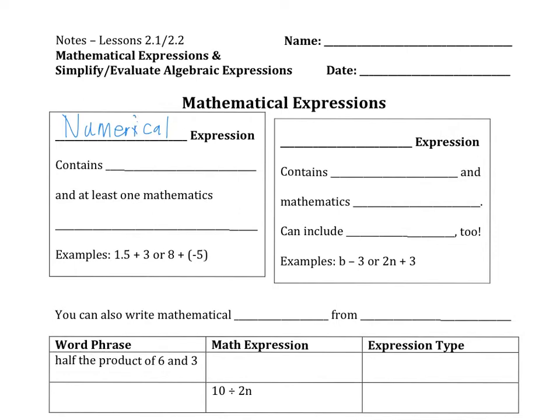And numerical expressions contain numbers and at least one mathematical operation. An example of that would be here below, where you're adding numbers together. So a mathematical operation is we're adding here. So that's an operation, and it only involves numbers.